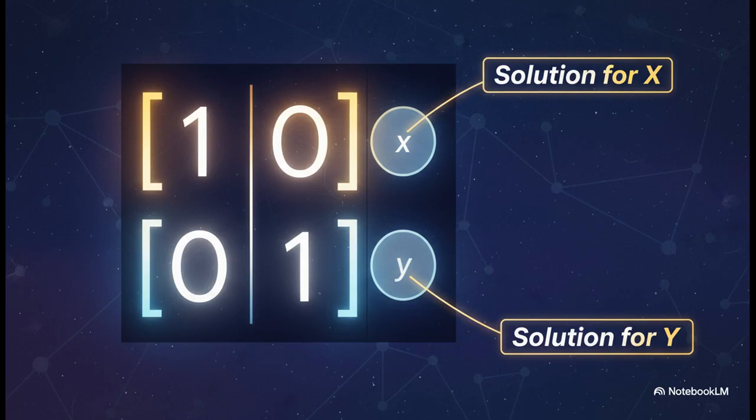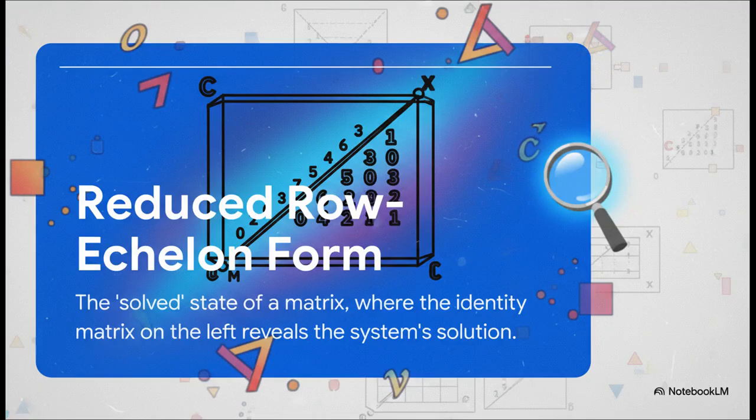Now, here's the magic. Once we get it to look like this, the numbers that pop out on the right side, that is our solution. The top number will be x, the bottom number will be y. The answer just reveals itself. No more work needed. And this solved state, this finish line, it has a fancy official name, reduced row echelon form. It sounds a little intimidating, I know, but just think of it as the winner's circle, where the answer to our puzzle is just sitting there, waiting for us in plain sight.